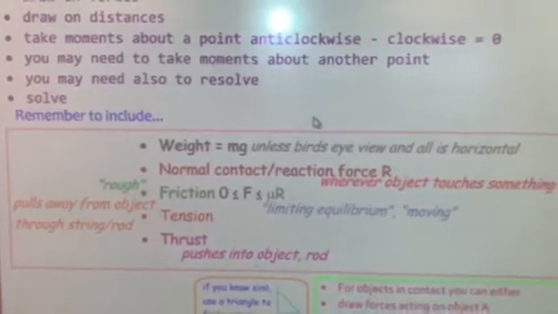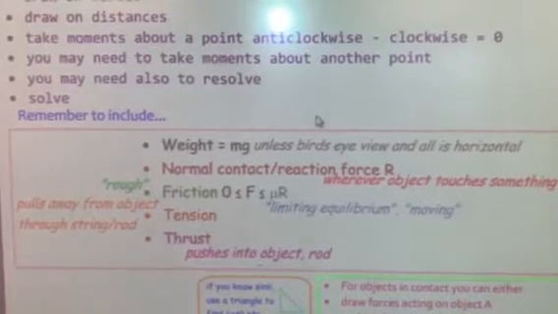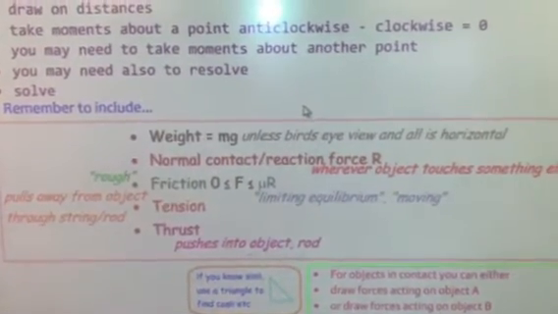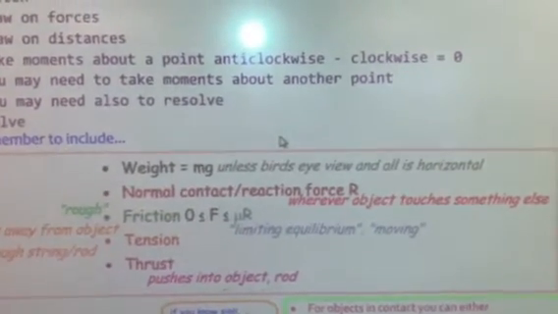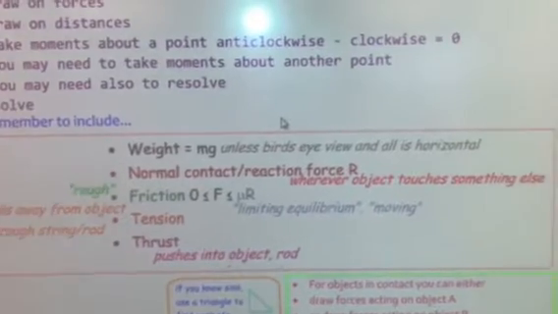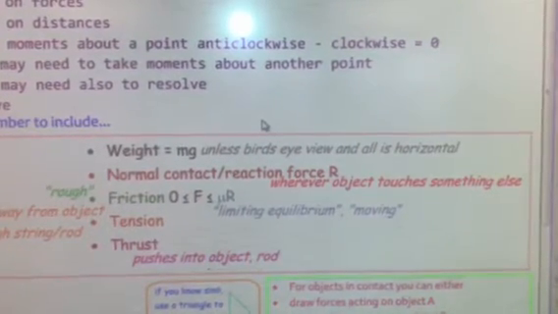Forces you have to remember by yourself without being told in a question are weight, which we know is mg. Be very careful if you're given the weight, don't then multiply by g. Okay, occasionally we get bird's eye view situations, and if that's the case, then you don't need to worry about weight.